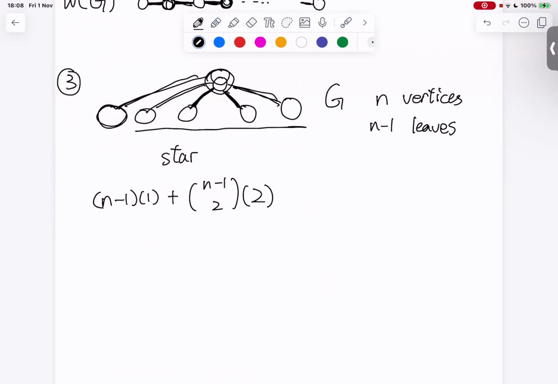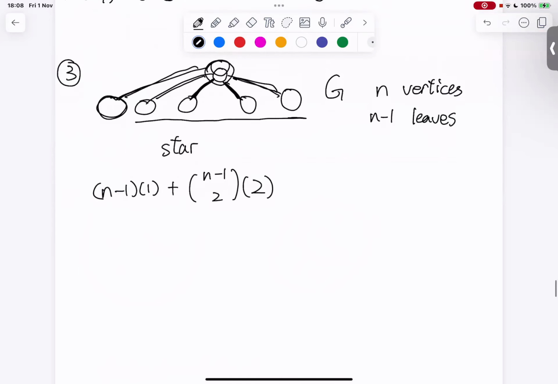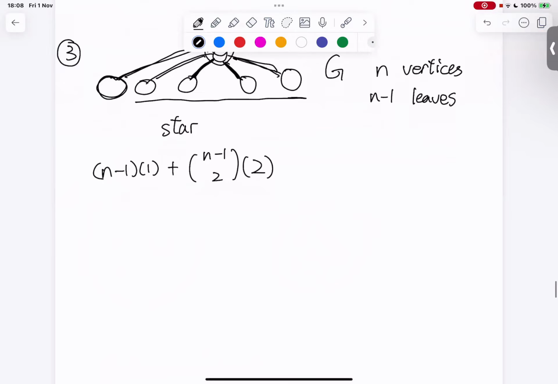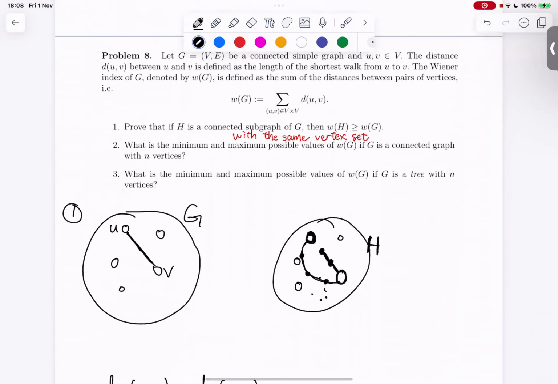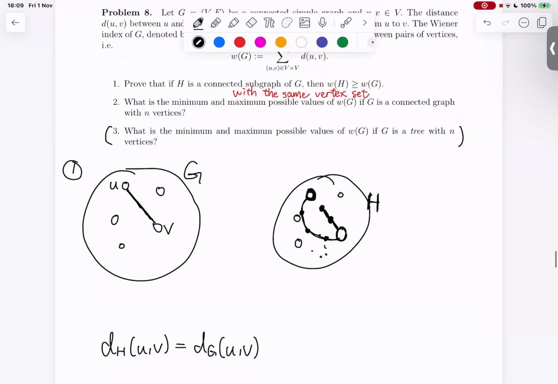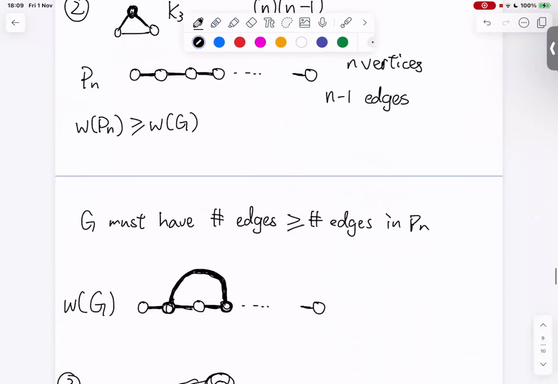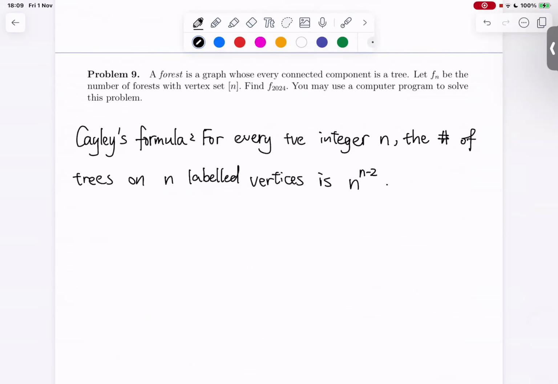So this is the Wiener index, the minimum value of the Wiener index for a tree. And for the maximum value of the Wiener index for a tree, since a path is also a tree, then we have proven in part 2 that the Wiener index of G is the maximum when G is a path. So it also holds for part 3. So for part 3, we also have the maximum possible value for the Wiener index of G if G is a path. And this path is also a tree, so this is the answer for part 3.